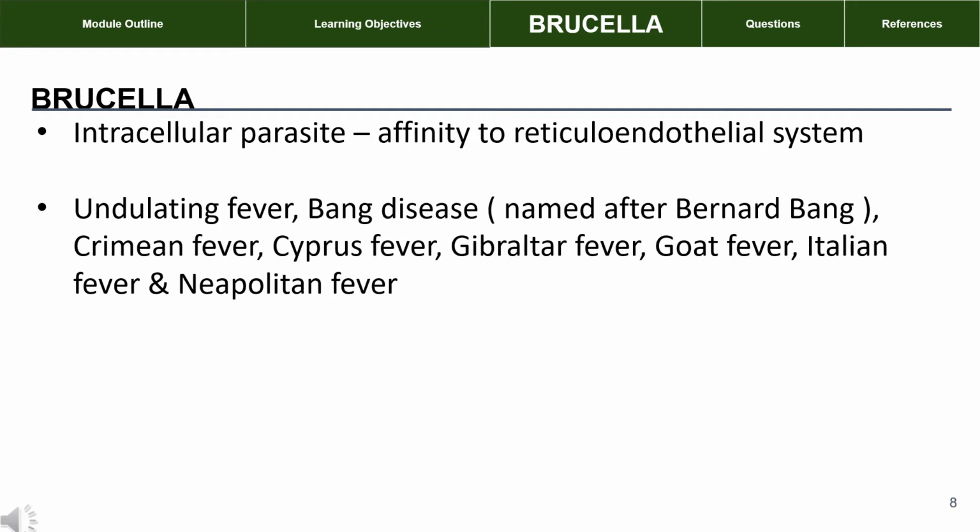Brucella can also be considered an intracellular parasite. It has an affinity to the reticuloendothelial system. It is also known to cause undulating fever, Bang disease, named after Bernard Bang, and Crimean fever, Cyprus fever, Gibraltar fever, goat fever, Italian fever, and Neapolitan fever.